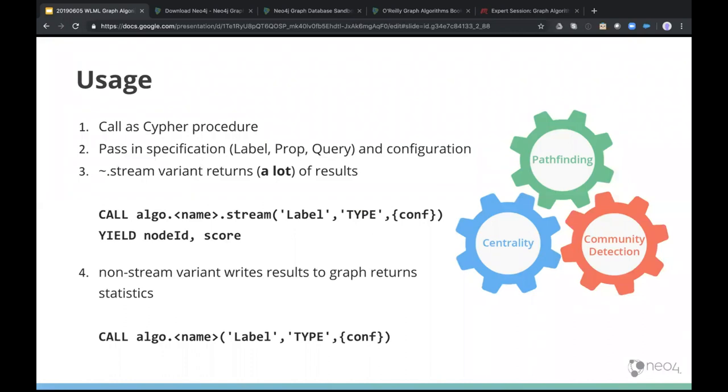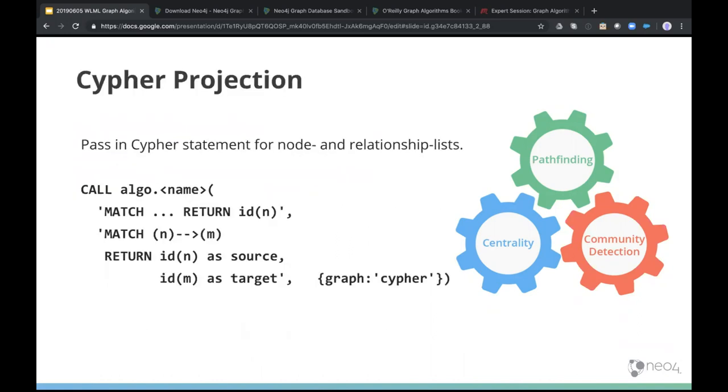But usually, we will always use this way of calling the algorithms. We will call an algo.name, and then we have an optional thing called the stream. We can actually start streaming results back, or we can wait for it to finish and see what's left after that. So those are the two variants. And then you give them configuration parameters or graph parameters as a property of the query, and then you yield something back, a node ID and a score. This is typically how it's going to work.